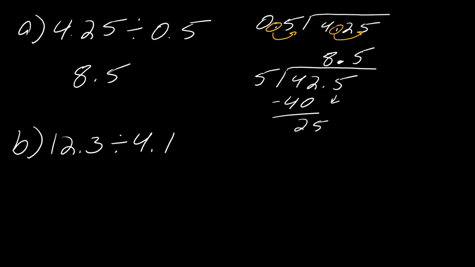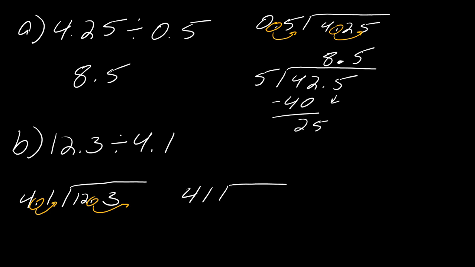Okay, so let's try this again. Let's do 4.1. Let's see, actually, maybe I'll write it over here. So I've got 4.1 into 12.3. So I'm going to take this decimal and move it over one spot. And so then I've just got 41 into 123. And so now this will just go in 3 times. So 3 times 1 is 3, 3 times 4 is 12. So 3 would just be the answer, and that's it.